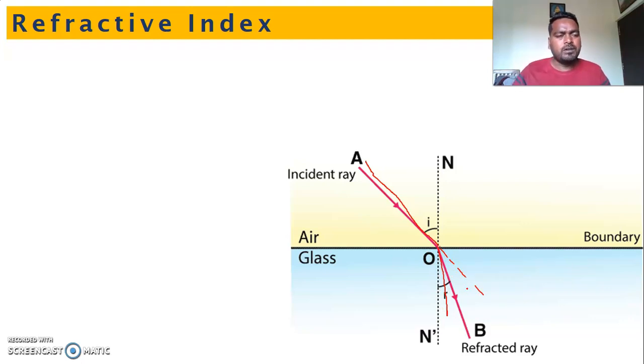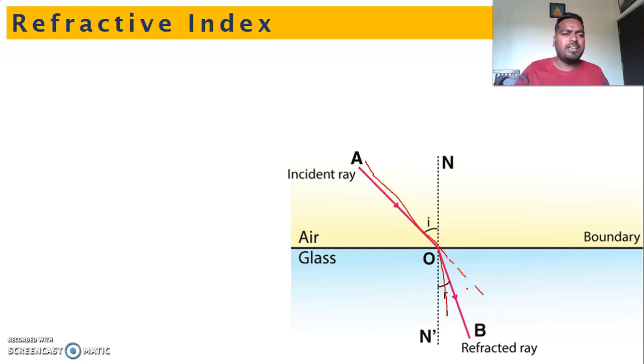Along with that, the speed of light is different for different media. The speed of light in a vacuum, we know, is 3.3 into 10 to the power of 8 meter per second. This is the speed of light. But the velocity of light is different for different media. Why? Because a vacuum doesn't have any atoms and particles.